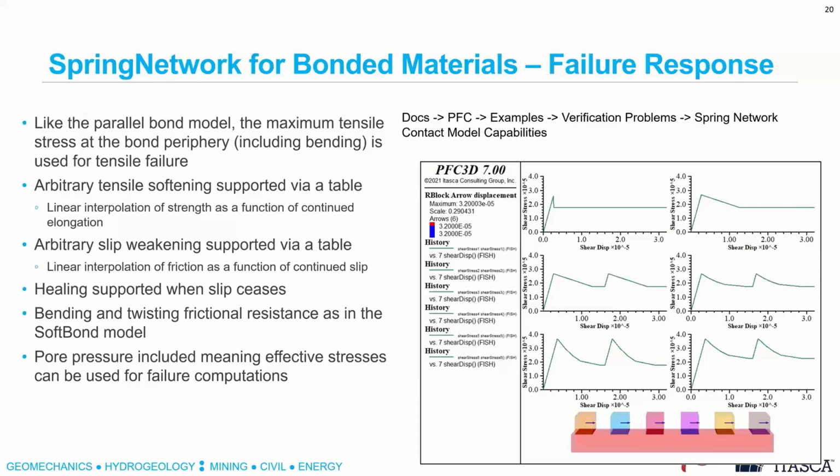Other interesting things that this model can do, like the soft bond, it has bending and twisting frictional resistance. And we did include pore pressure. So you can set a pore pressure term as a stress that will then reduce the normal stress for failure computations, so the failure computations are then in effective stress space. This can be really useful if you want to introduce an approximate constant pore pressure in the model.